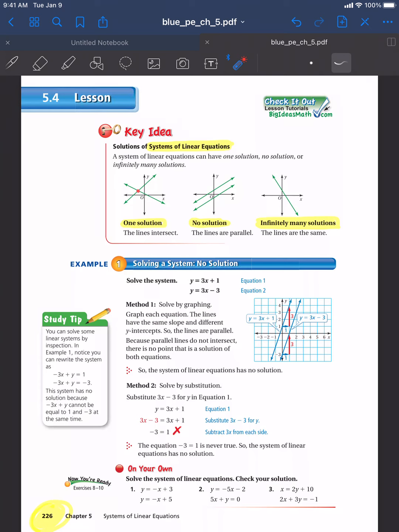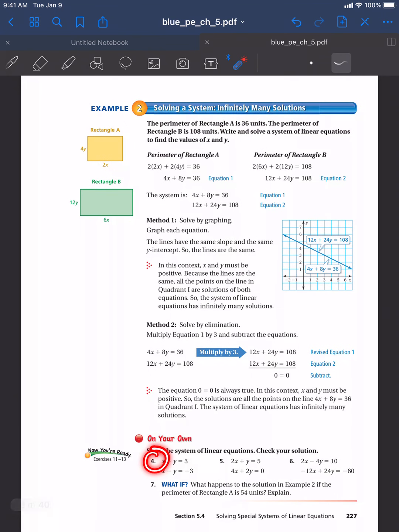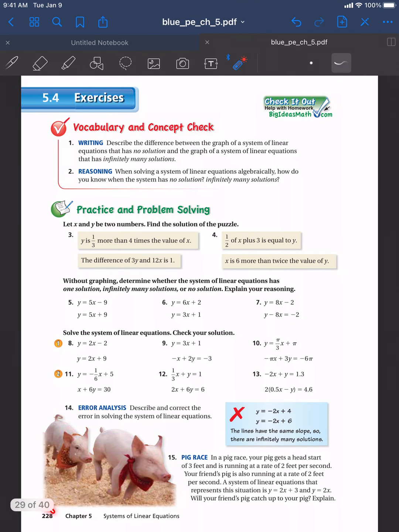Your homework for this lesson is I want you to do numbers 1, 2, and 3 on page 226. And then I also want you to do number 4, 5, and 6 on page 227. We just did number 6, so that shouldn't be too bad for you. Just make sure you write down all the steps. After you do those 6 problems, I do want you to go to page 228, and I want you to go and do 8, 9, and 10. Oh, sorry, not 10. Let's just do 8 and 9.